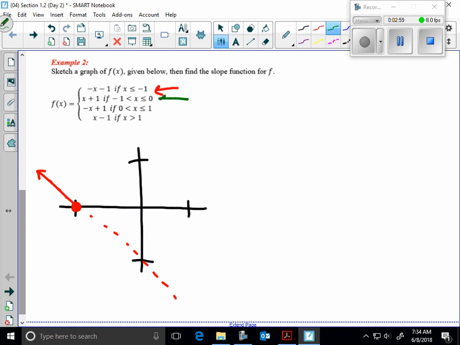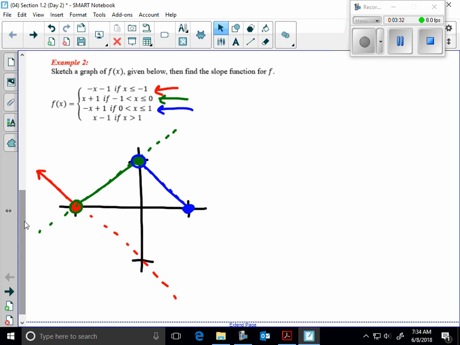Okay, the next portion, the equation x plus 1, I would draw a line like that and just fill in the appropriate interval from negative 1 to 0. So it's inclusive there and not inclusive there. Okay, continuing on, let's move on to this piece. Negative x plus 1, well, that's a slope of negative 1 and a y-intercept of 1. Not inclusive at 0, but it is inclusive at 1.